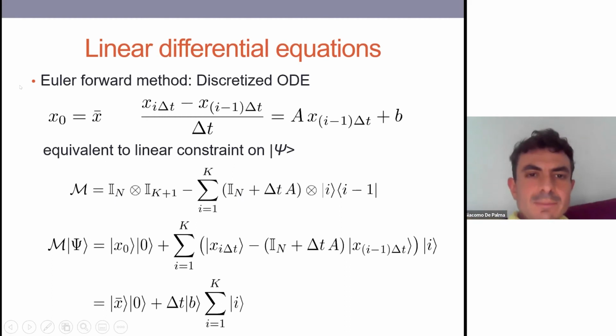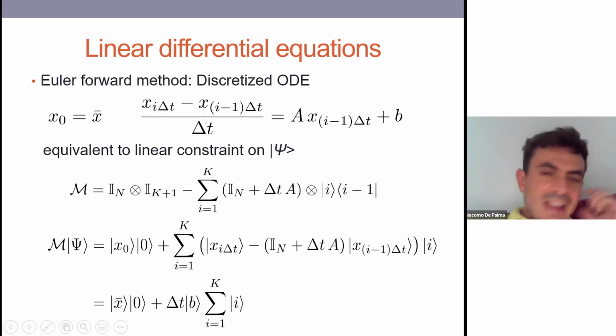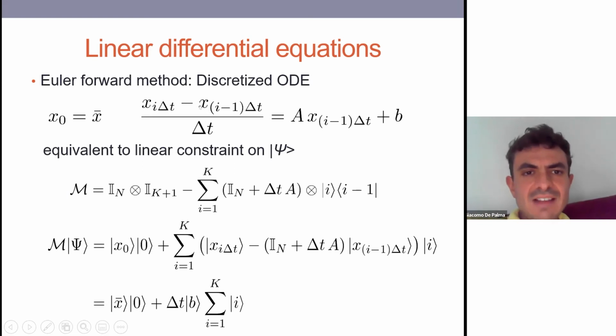Okay, so we apply the Euler forward method to solve the ordinary differential equation. Euler forward method means that we discretize the equation. On the left, we have the initial condition, x_0 is equal to some x bar. And then here we have a discretized version of the time derivative of x: x at step i minus x at step i minus 1, divided by the time interval. And this is set equal to matrix A applied to x at step i minus 1, plus b.